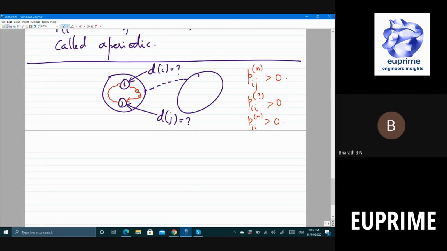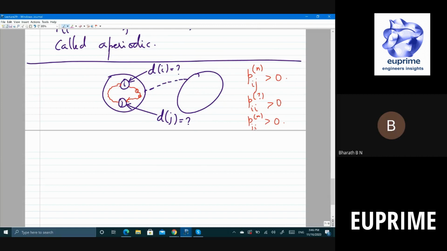Now what will be the period of a transient class? It can never come back. It's not even aperiodic, it never comes back. Let's not worry about transient for a moment and assume that this is recurrent. Let's see what happens if it's transient later. This is recurrent, and therefore all the nodes in the class are recurrent.